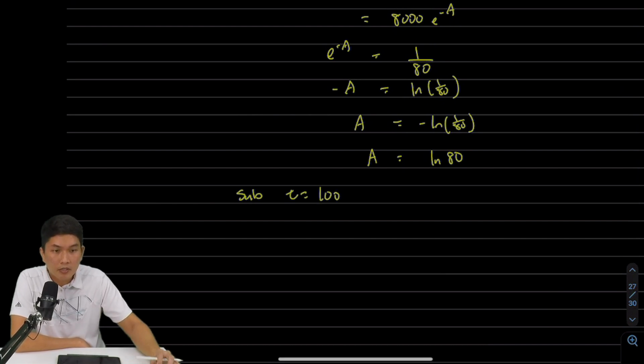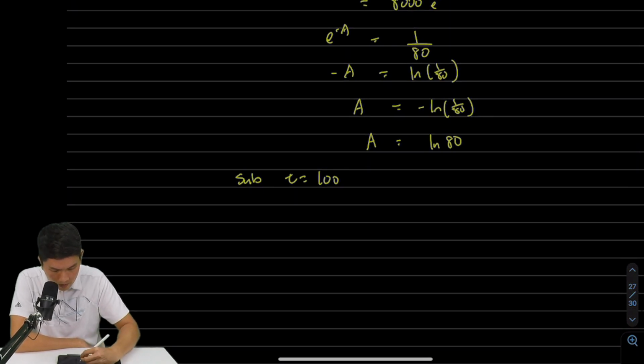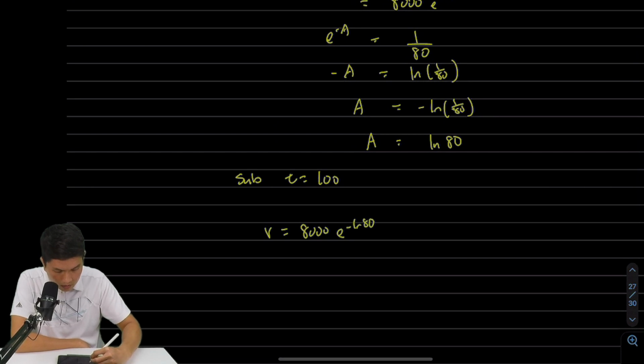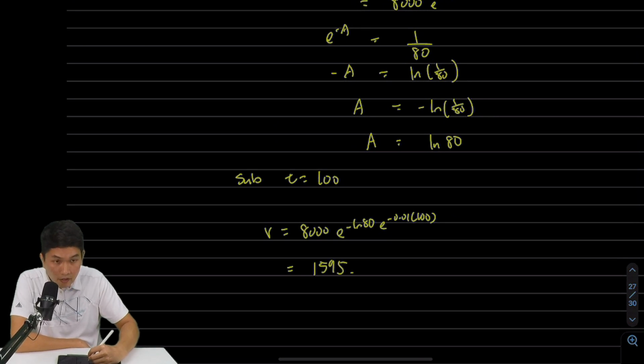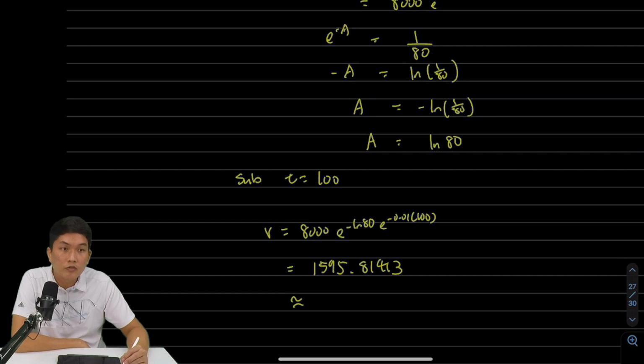Okay, so when you sub t equals to 100, let me just very quickly look at my answer that I worked out previously, because here you have to press calculator. V equals to 8,000 e to the negative natural log 80, times e to the negative 0.01 times 100, which is just negative 1. Okay, so if you press this out, you get 1595.81413, which you have to round to the nearest cube, right?